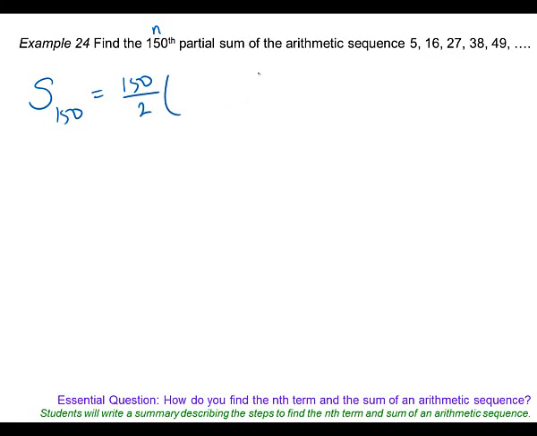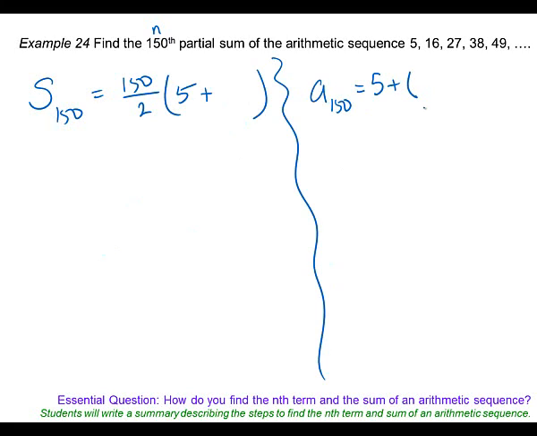right? All right, what's your first term? 5. What's the last term? We don't know. Do we know how to find it, though? Yeah, we've got a formula for that, right? The a sub n formula, so I'm not going to write the whole formula out again. It's a sub 150. I need the first term. What's your first term? 5. What's your n value?